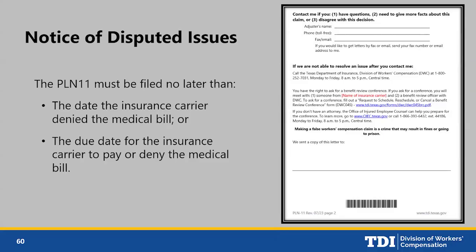Now, the PLN 11 must be filed by the carrier if they're going to deny you payment on your medical bill. They have to have filed that PLN 11 by the due date on which the insurance carrier was supposed to pay or deny that medical bill. So if you receive an explanation of benefits that says we're denying for extent of injury or not related, then you need to know that there should be a PLN 11 filed with us officially. Ask for it from the adjuster.